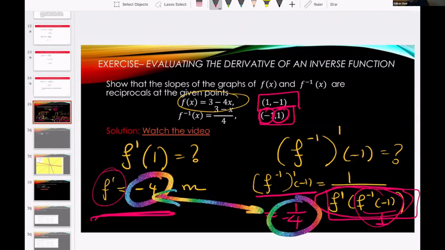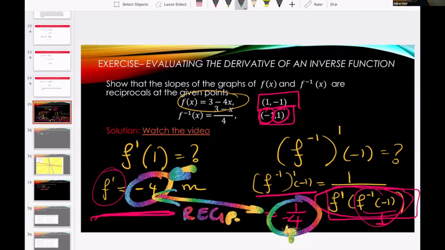And as you see that these two guys are reciprocals, right? Reciprocals of each other that way. I just forgot to put the minus sign here when I was doing this the first time, but f prime at any point is constant, and that's -4. And plugging that -4 here yields the derivative of the inverse function to be -1/4. Okay.